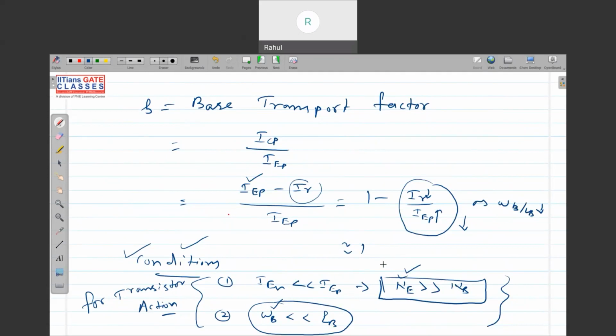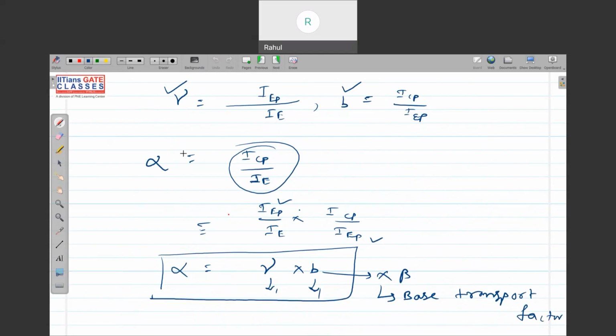This is the criteria. And this NE should be very, very large in order to increase the emitter efficiency. What is the emitter efficiency? The amount of carriers injected across the emitter junction, most of them should go to the collector, right? So these are the two important criteria for proper transistor action, that is, transfer of current from the emitter base junction to the collector junction.